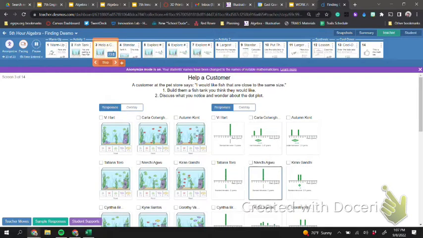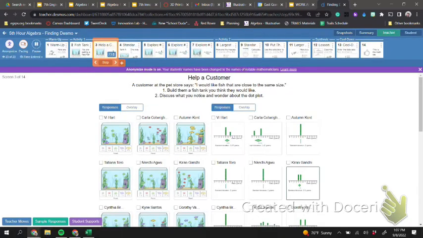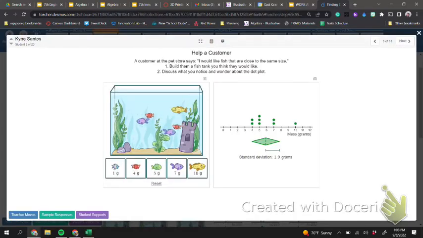Let's look at this one. So this one, all the same exact fish, okay? And this one, you can see standard deviation here, 0 grams. So there is no deviation, even though you don't know exactly what standard deviation is yet. Let's check out this one. So you might think, oh, similar, right? There's a collection, but this one is saying a bigger deviation. It looks like this one's more spread out.